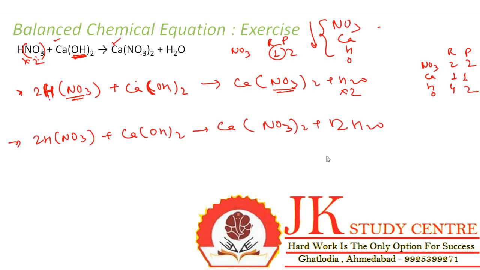Now let's check if it is balanced or not. You have NO3, Ca, OH, we have reactant, then we have product. Reactant NO3 is here, 2 molecules. In product we have NO3 2. Calcium we have 1 here and we have 1 here, 1 1. Hydrogen we have 2 plus 2, 4 here, and here we have 2 oxygen.